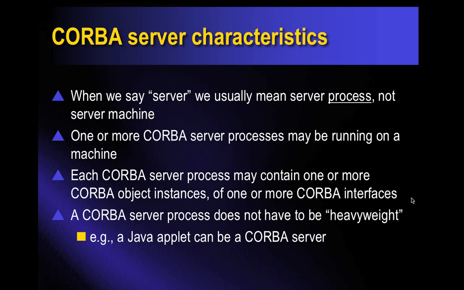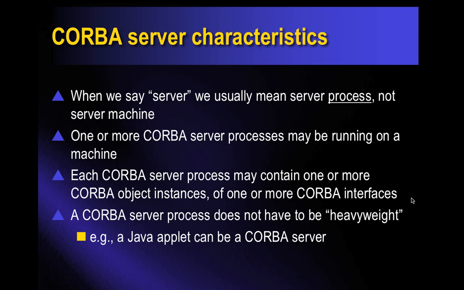You can only have one RMI actually. If you're trying to load the registry up more than once, you're going to have issues. But on CORBA, you can have multiple different server processes running. So you can separate it out actually into different application configurations, server configurations. Each CORBA server process can contain one or more CORBA instances, object instances from one or more CORBA interfaces. So there's more multiplicity associated with the objects themselves.